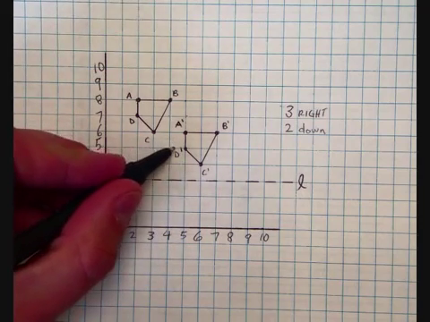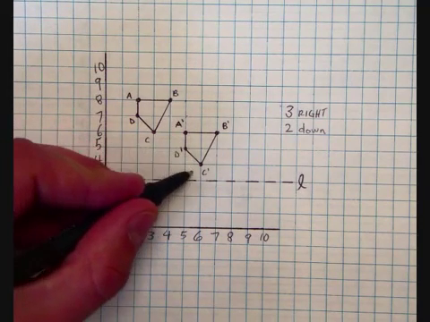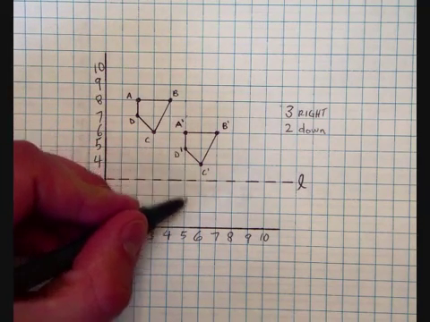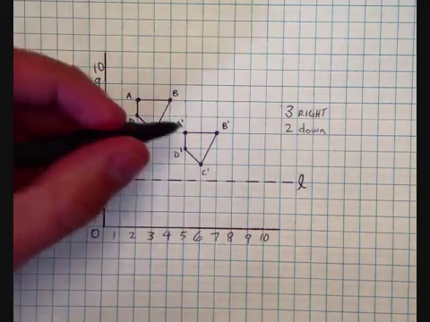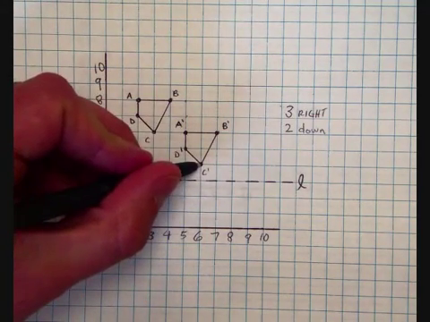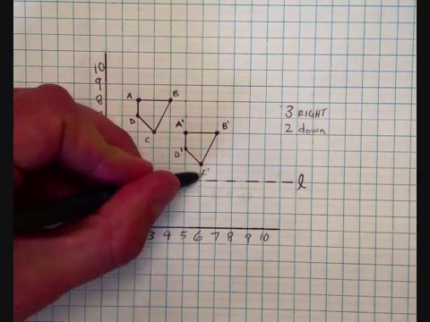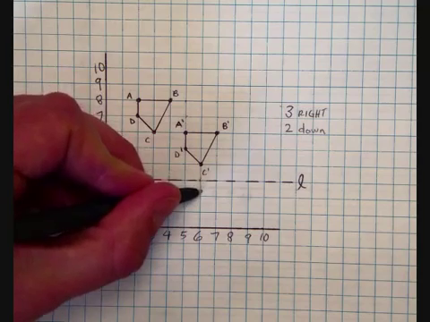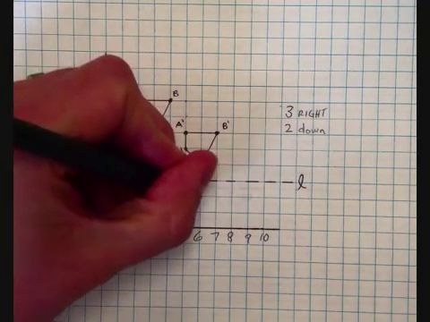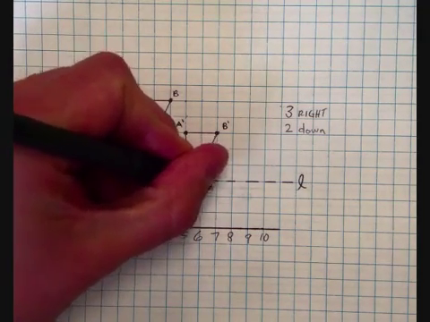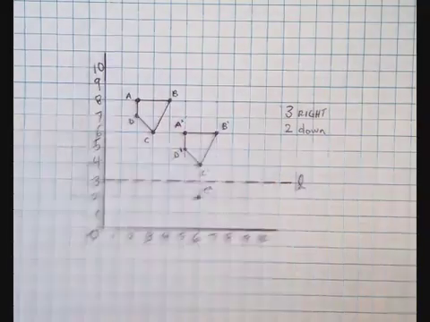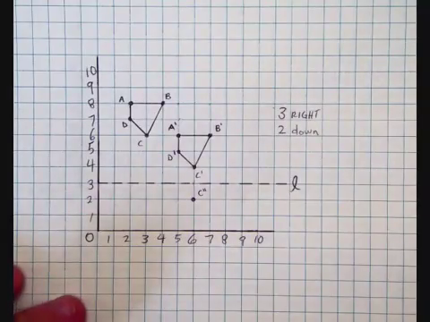All I'm going to do is count how far away these points are from my reflection line, and then do the opposite on the other side. Let's start with C because this is the closest to the reflection line. It is 1 block above, so on the other side it should be 1 block below. We'll put a little dot here. This will be my C prime prime because this is the second time I've done a transformation to this image.